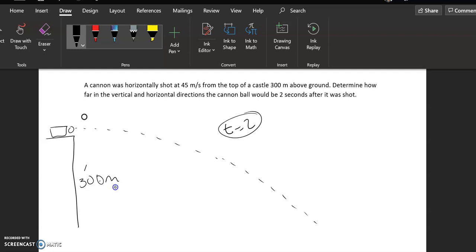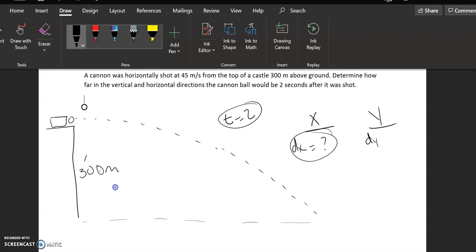So let's try this. What's in the x? What's in the y? Do we know dx? No, we don't know that. We don't know how far it's going to be. We're looking for that. And we're also looking for dy. It's a two-part problem. So we're going to have to figure out how far it fell down. All right, so let's figure out what we do know.